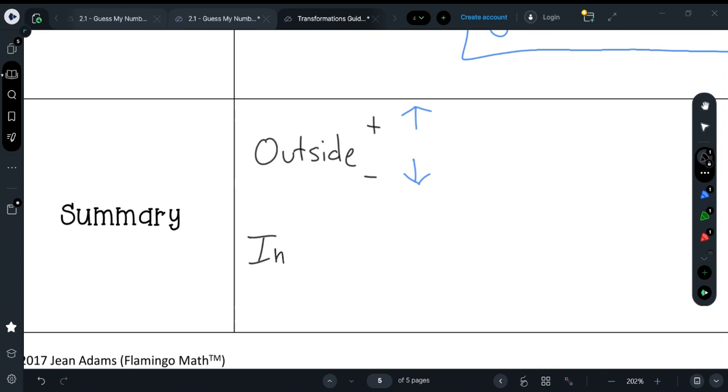On the inside of the equation, we can either add or subtract. If we add on the inside, this is potentially backwards from what you might instinctively think. When you add on the inside, it actually moves the graph to the left, and when you subtract on the inside, it moves the graph to the right.